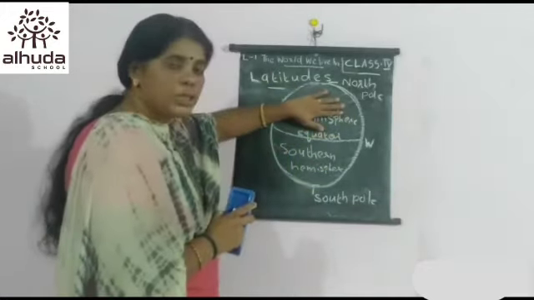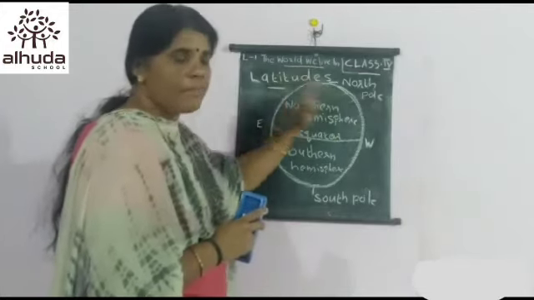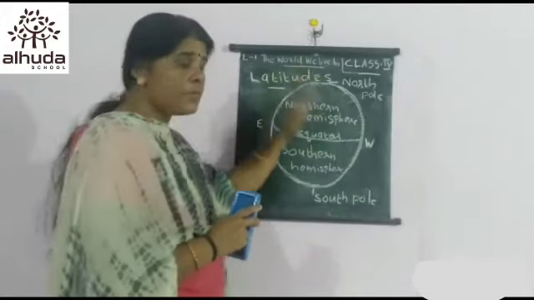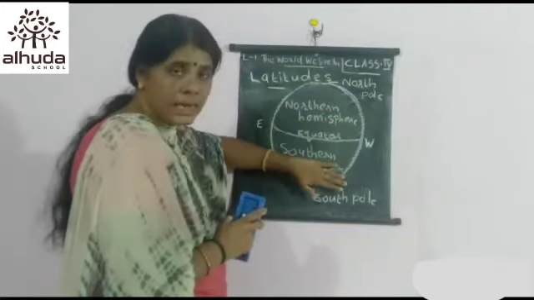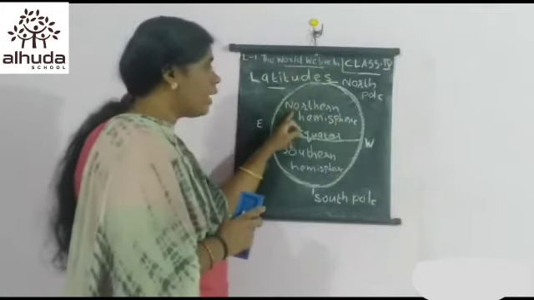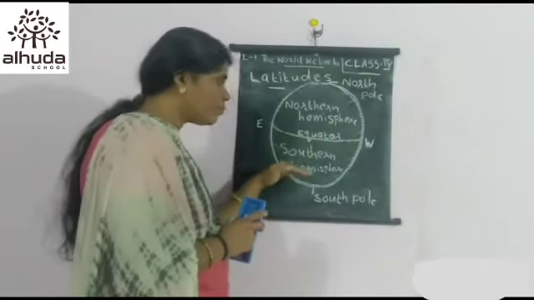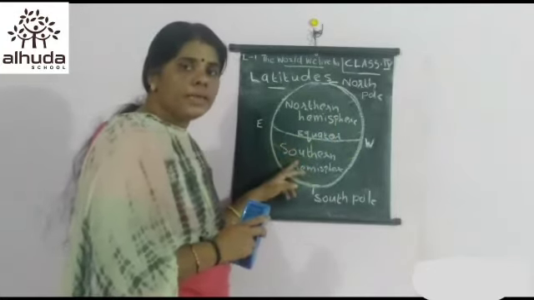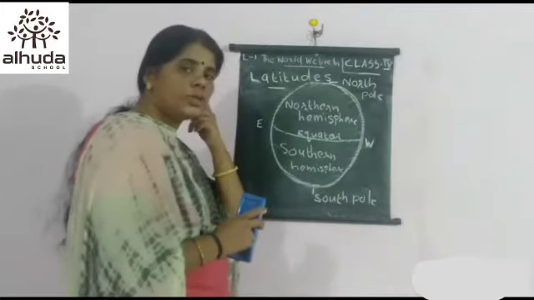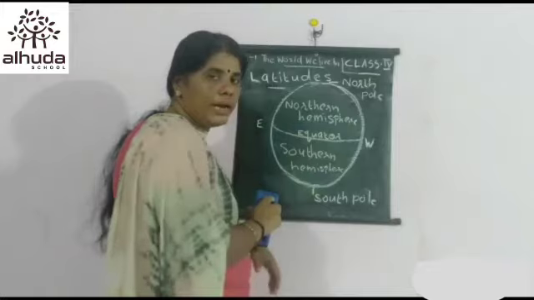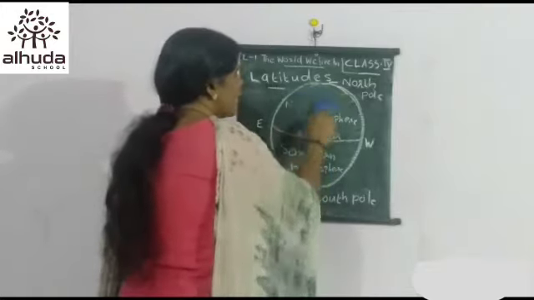The top portion is called the northern hemisphere. N-O-R-T-H-E-R-N. Northern hemisphere. The two equal hemispheres are here. The top portion is called the northern hemisphere, and the bottom portion is called the southern hemisphere. Understood? So actually, not only one line is there. So many lines are there.